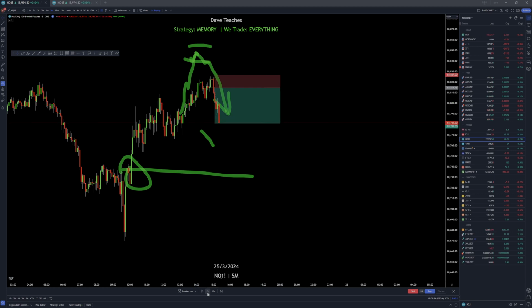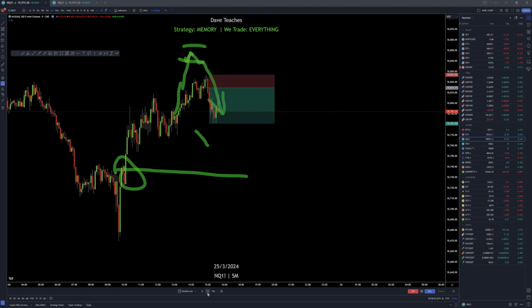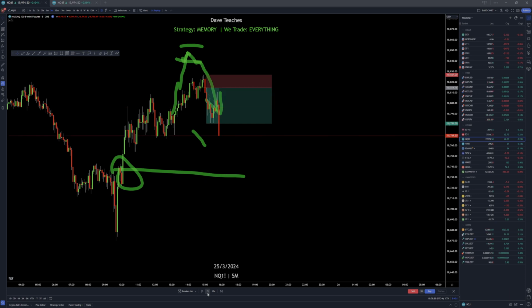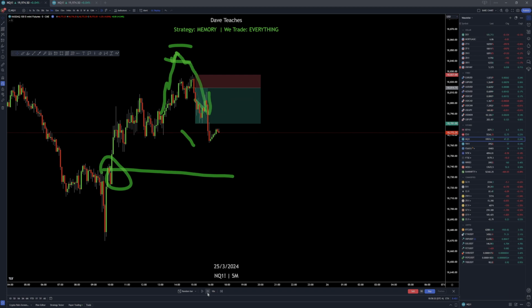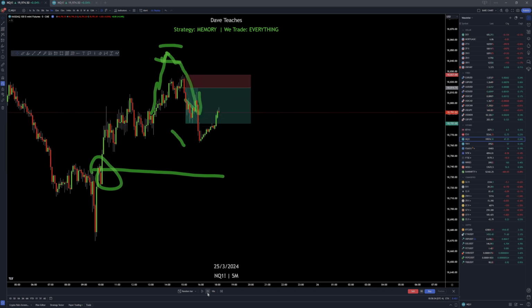And if it trades back up, it's fine. But we know that 10 a.m. model is usually looking to trade back into that direction of 10 a.m.